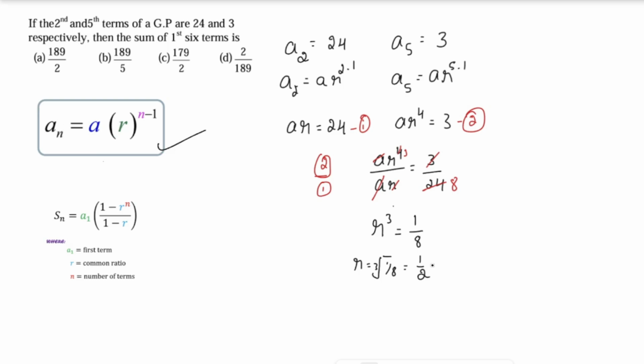Next, to find the first term, any one of the above equations we can use to find the value of A. I'm going to use the first equation. A into R is equal to 24.